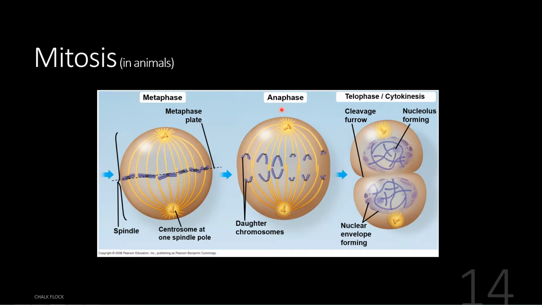Once everyone's lined up, that's the end of metaphase, and then anaphase happens. Remember what the goal of mitosis is. Mitosis is the division, the perfect replication and division of a cell from one cell into two cells. So we need to make two cells that are duplicates of each other. So how do we do that? Well, we pull them apart.